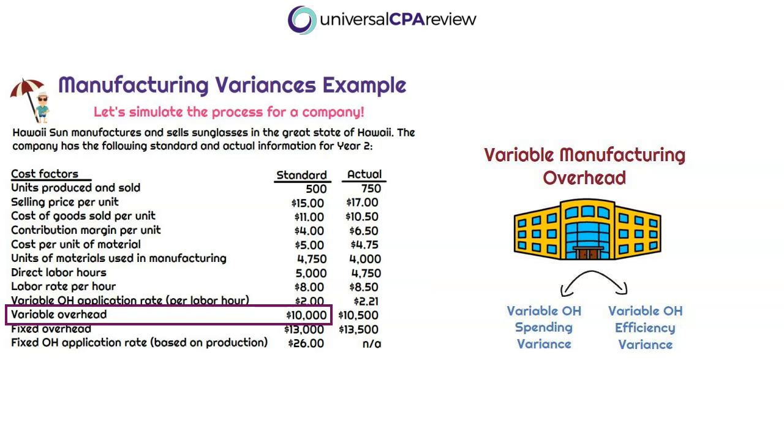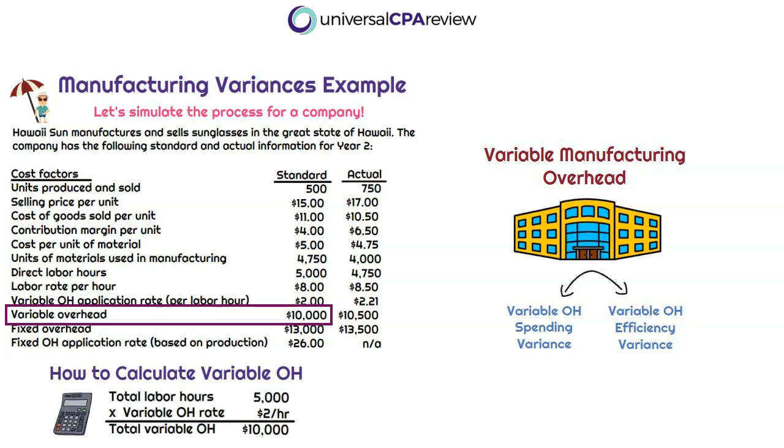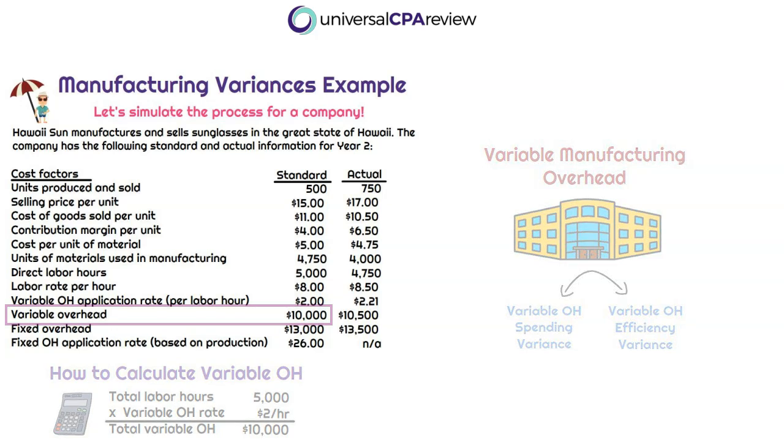Now they tell us the variable overhead is $10,000 from a standard perspective. Now one way we could do that, if they did not give us the total, was to say, okay, what's the total labor hours? From a standard perspective, what's the application rate? Well, it's $2 per hour. So 5,000 times $2 per hour. That's how we can get back to the 10,000 standard or budgeted variable overhead.